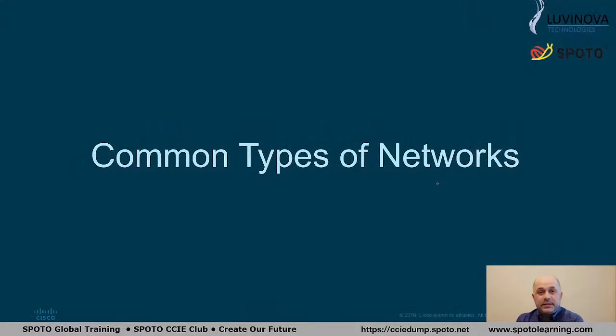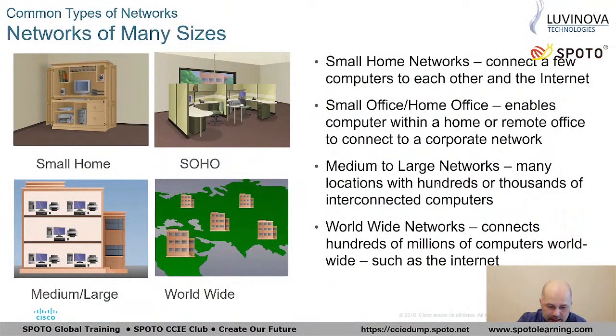Now, common types of networks. Networks have many sizes. We have networks at home. We have networks of small businesses. We have networks in very large corporations. But how do we call them and what does it mean in terms of network? So small home, or any one of us placing a network at home, we're having a small network, and we call it small network.